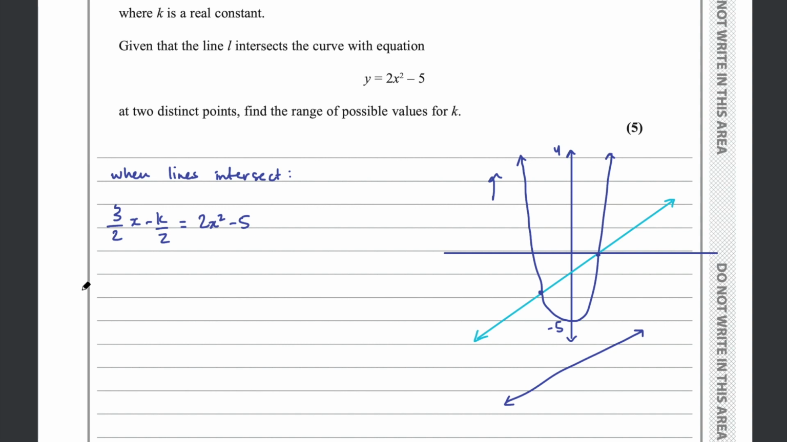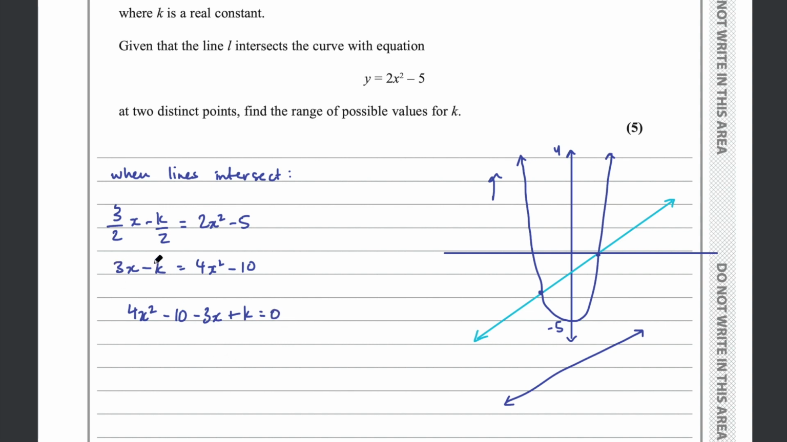And then what we want to do is to simplify this into a quadratic equal to 0. So the first thing I might do is multiply through by 2 to get rid of these denominators. So then we'd get 3x take k equal to 4x squared take 10. And then subtract these things from the left hand side. And then I might flip it around. So we'll have 4x squared take 10, take 3x plus k equal to 0.